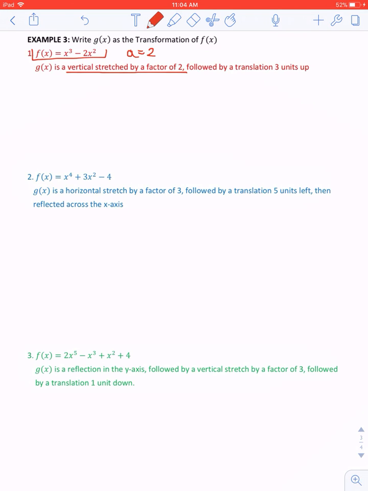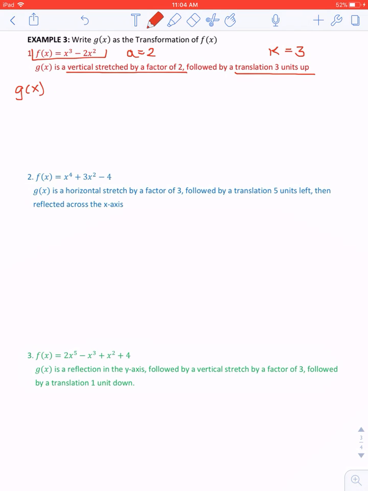Followed by, ooh, that's important. After I do that, I need to translate 3 units up. That's a k. K equals 3. So I'm going to do these one step at a time. First, I'm going to put on my vertical stretch by a factor of 2.